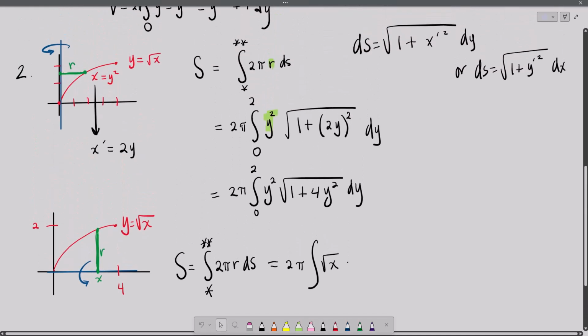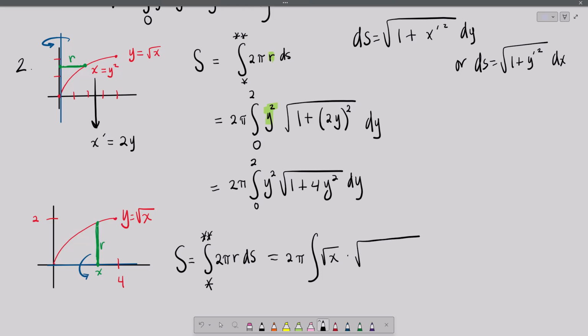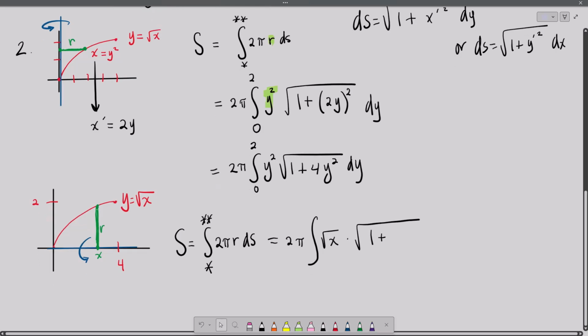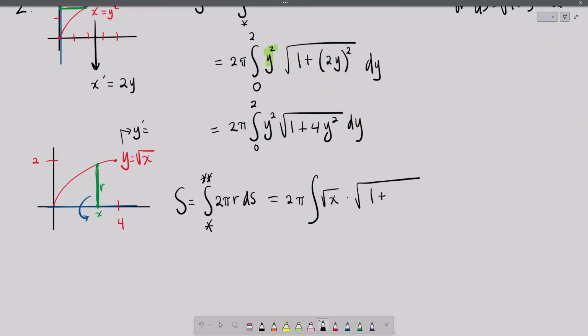Now ds is going to be a little different. We're going to use the ds that has a dx out there. So we're going to have the square root of 1 plus y prime squared. Let's come over here and find y prime. Y prime will be 1/2 x to the negative 1/2. So 1/2 x to the negative 1/2 is 1 over 2 root x. And that's going to come in here and we're going to square it. So this will be 1 over 2 square root x, quantity squared, dx.